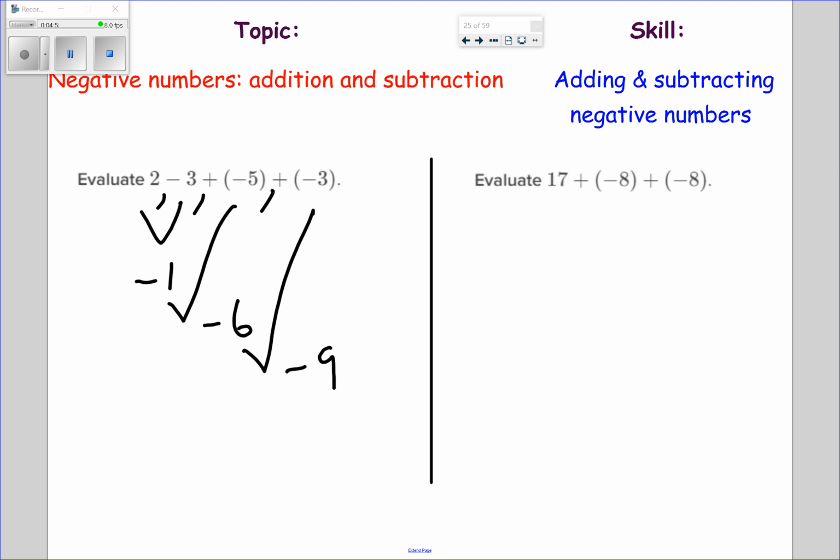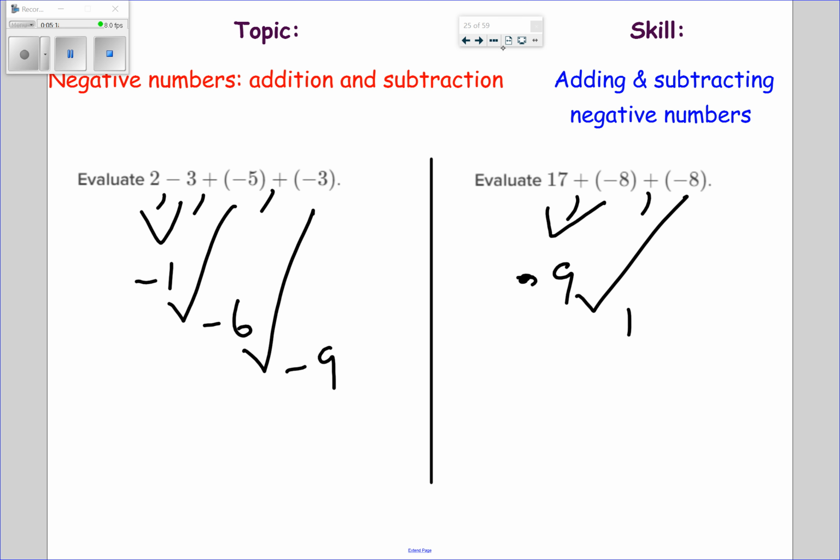And this last one, 17 and negative 8 and negative 8. So if you think about it, positive 17 and 8 negatives is negative, sorry, excuse me, I have more positives than negatives, so it's positive 9. And positive 9 and that negative 8 up there makes positive 1.